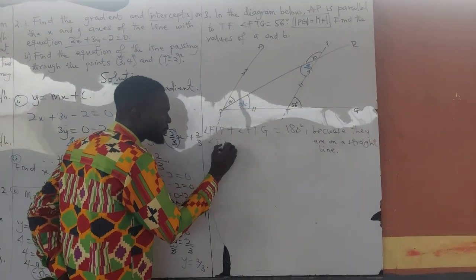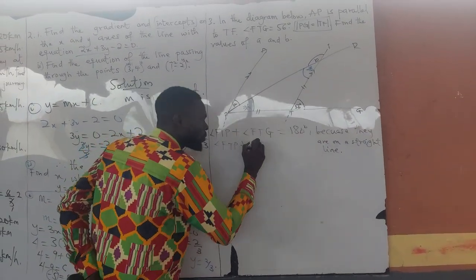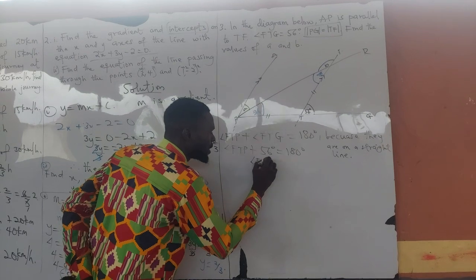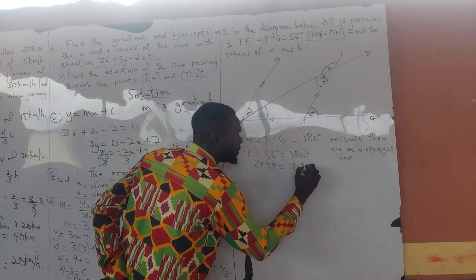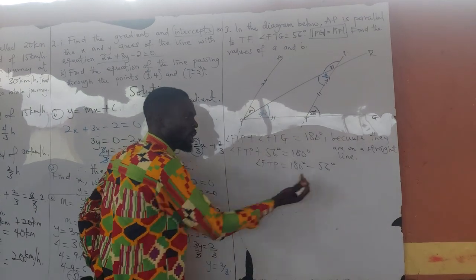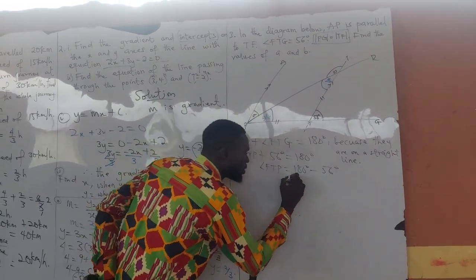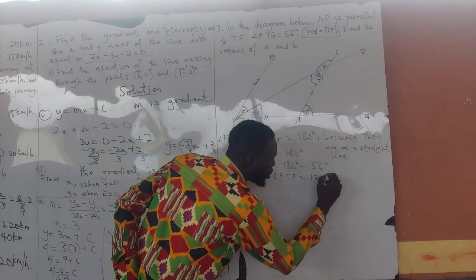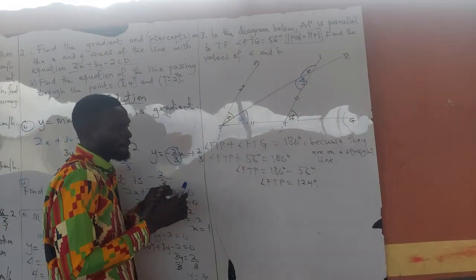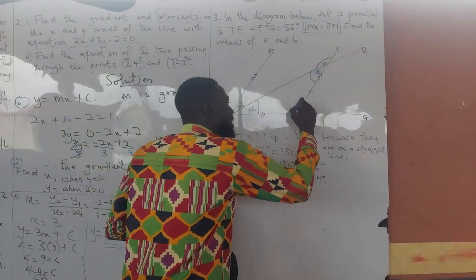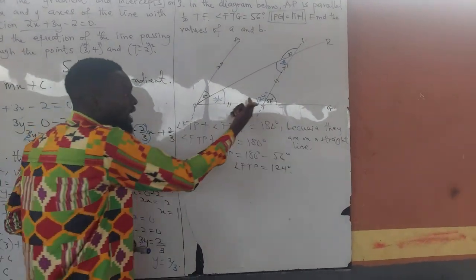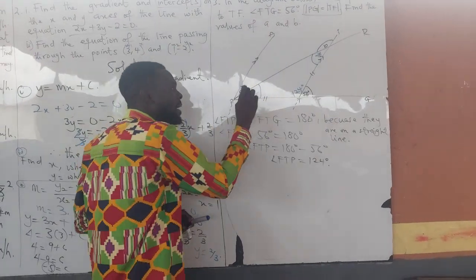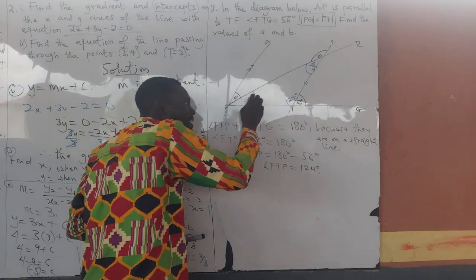So now we can solve for this angle. Angle FTP plus the angle here, which is 56 degrees, is equal to 180 degrees. So angle FTP is equal to 180 degrees minus 56 degrees. So you subtract, and that is giving you 124 degrees. So the angle here is 124 degrees. So if the angle here is 124, then it means these two angles being equal, sum this plus this plus this to get these angles.